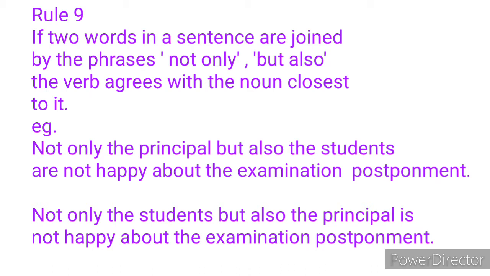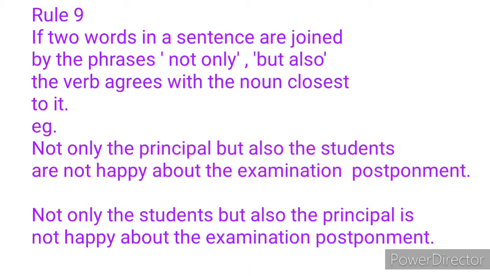In this example, we have two nouns that are joined by but also. We have principal, which is singular, and students, which is plural. According to this rule, we make our verb agree with the noun closest to it, and the noun closest to the verb is students. So the verb is the plural form. Students is plural, and the word are is the plural form of is.